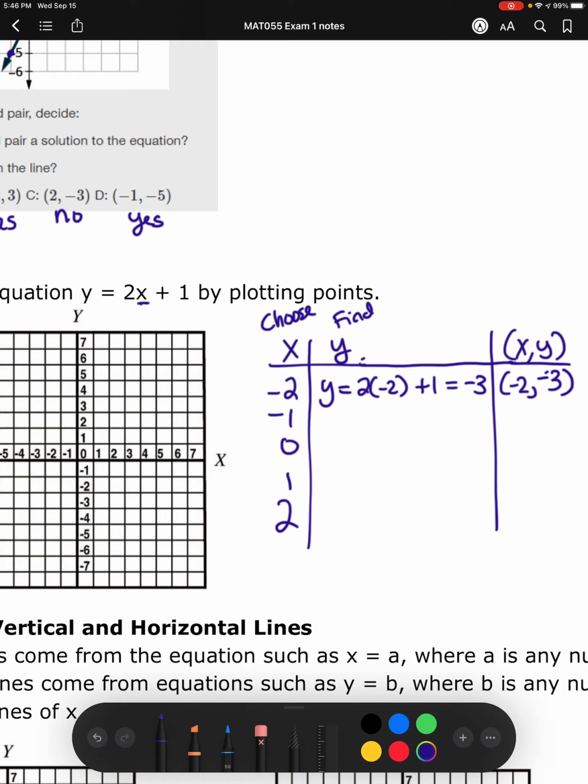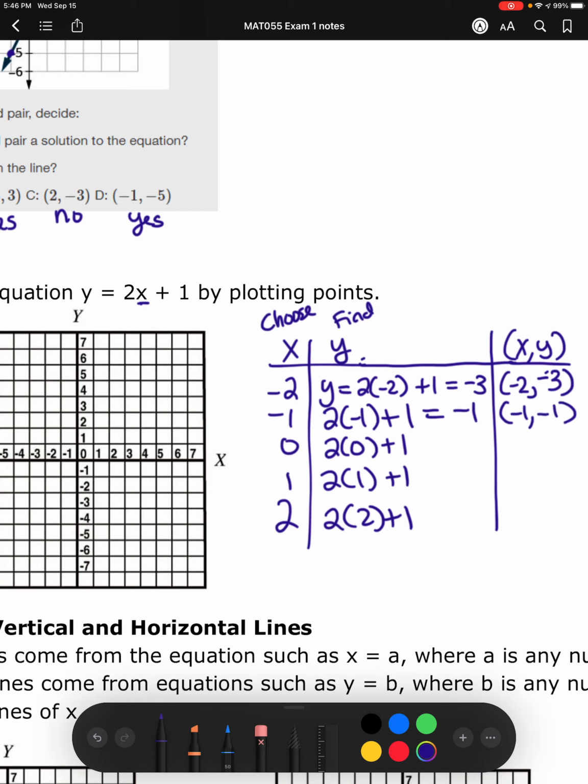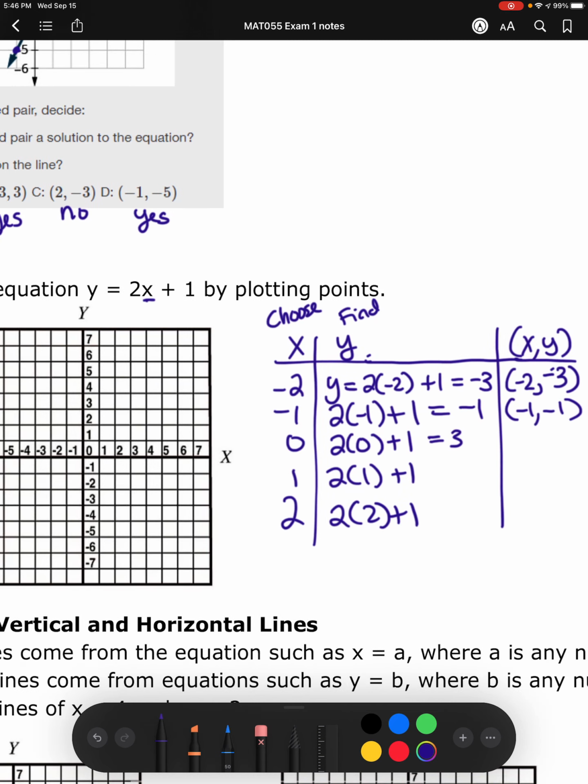Okay, we're going to continue to do that. I'm going to drop the y equals this time, and I'm just going to say 2 times -1 plus 1, 2 times 0 plus 1, 2 times 1 plus 1, and 2 times 2 plus 1. So -2 plus 1 is -1. This is 0 plus 1, which is 1, so 0, 1. 2 plus 1 is 3, so 1, 3. And finally, this is 5, so 2, 5.